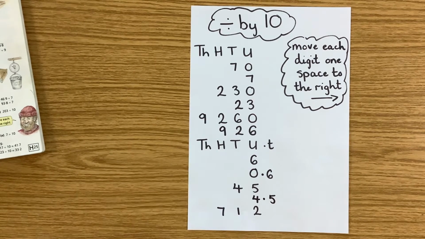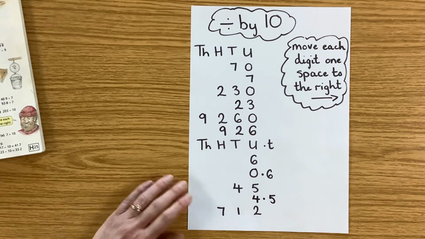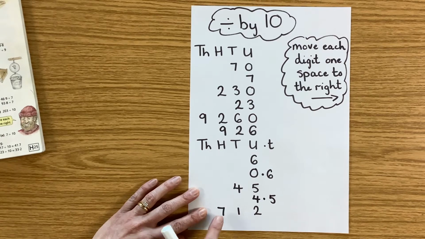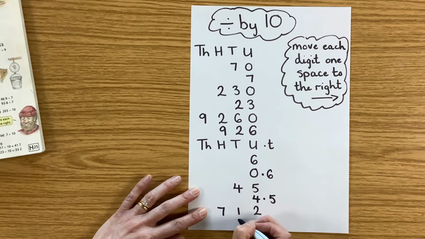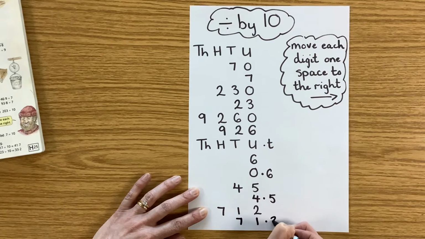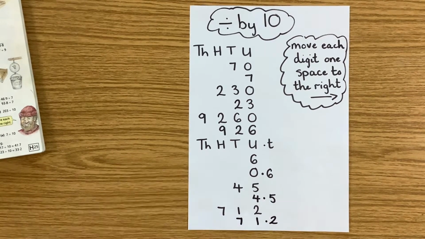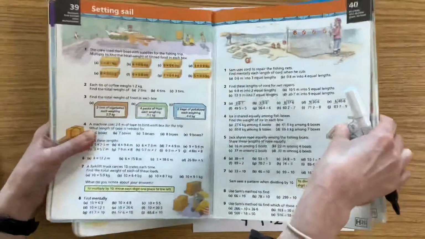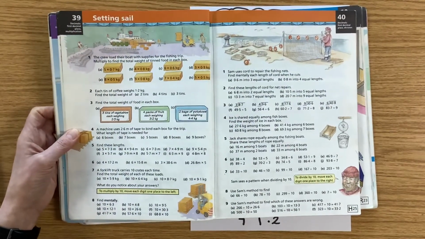Last one. You have a go at this one. If you have got 712 and you want to divide it by 10, can you move each number over 1 space to the right? So the 7 is going to go to the tens. The 1 is going from the tens to the units. The 2 is going to go into the tenths. So what does my final answer say? 71.2.